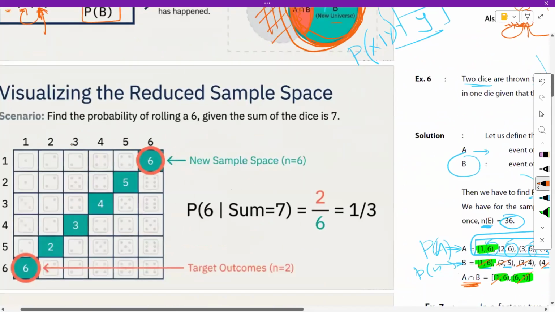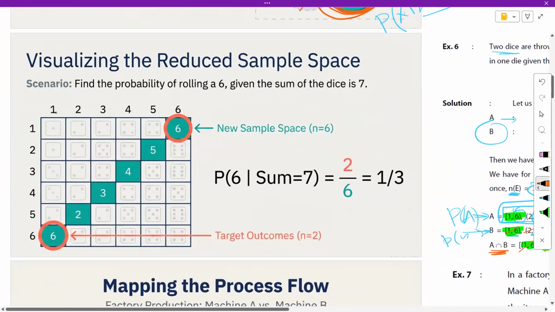So this is visualized here. Find the probability of rolling 6, given the sum of the dice equals 7. These are the outcomes. How many outcomes? There are 36 outcomes in total. Out of these, we can get 6 here and 6 here.